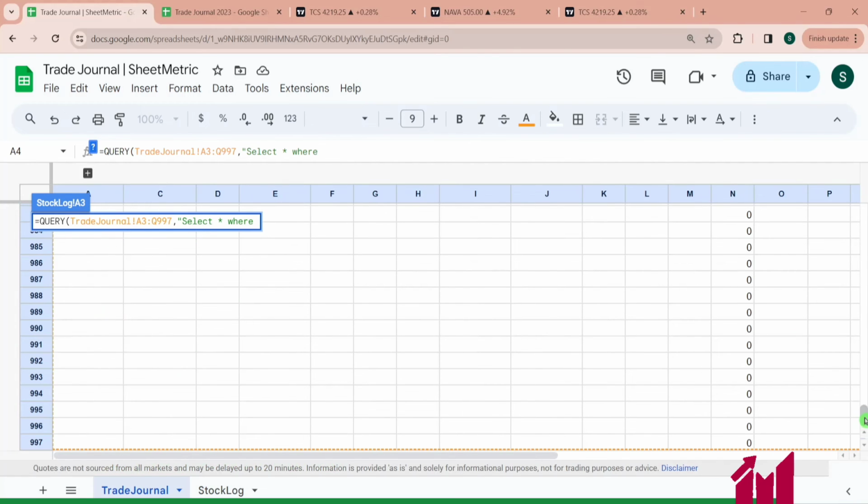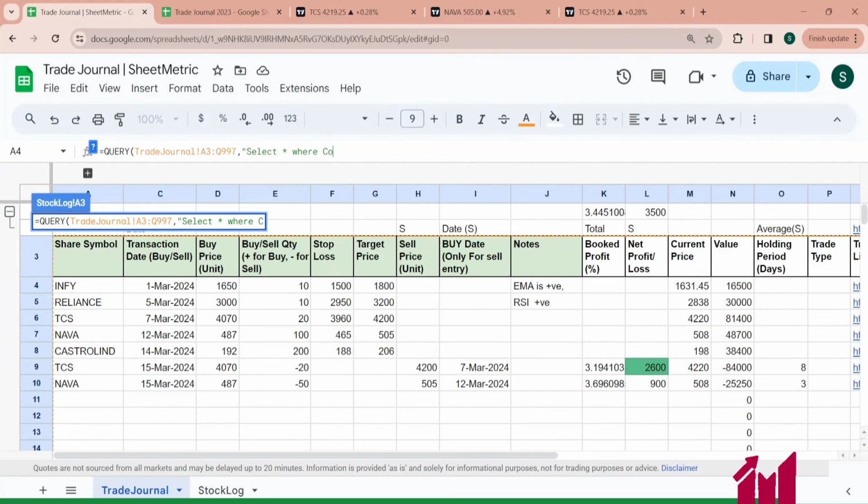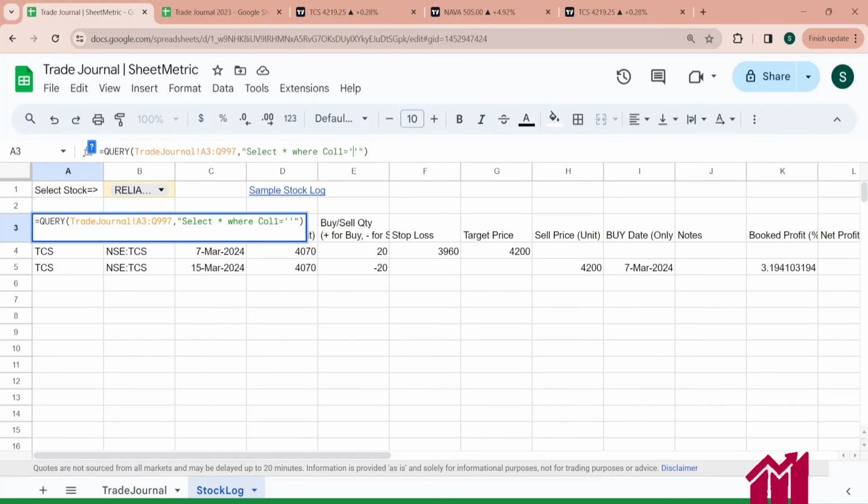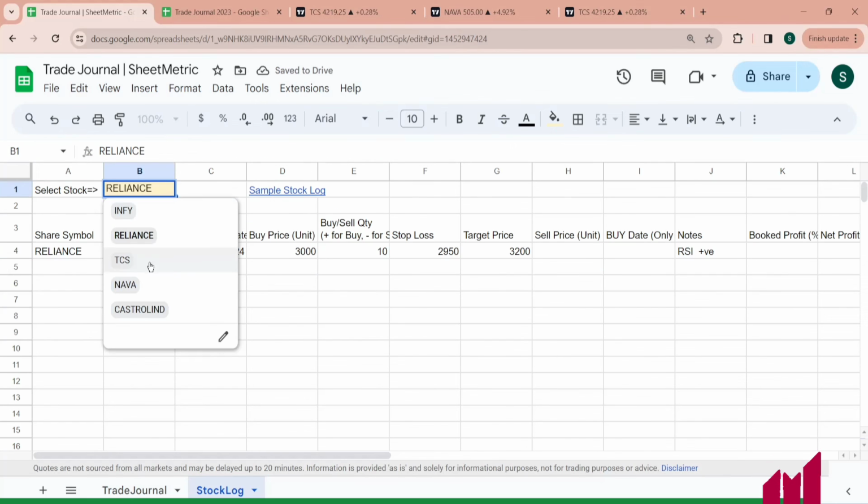Let's say we have a symbol in column E, right? So where column 1 equal to TCS. Yes, so we have this TCS data popping up. Now I want to do cell referencing. So for cell referencing, instead of TCS, I need to pass the value of B1 over here, and since B1 is a cell name, I need to pass an ampersand to convert it, and then pass it in double quotes. So now we have a nice drop down based stock log created.